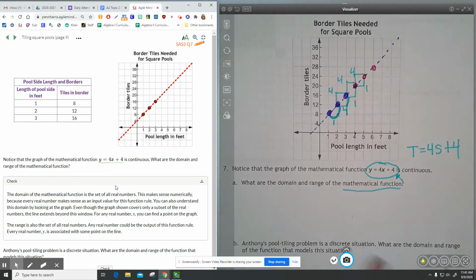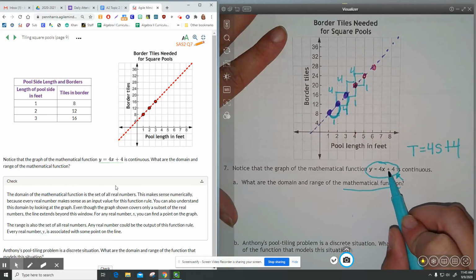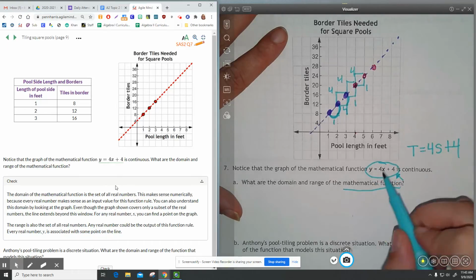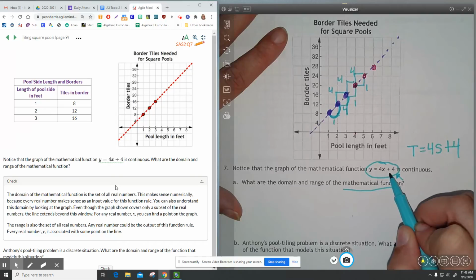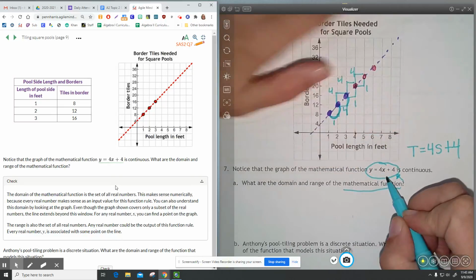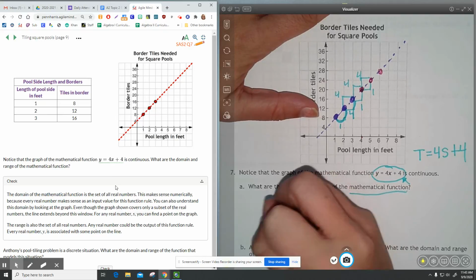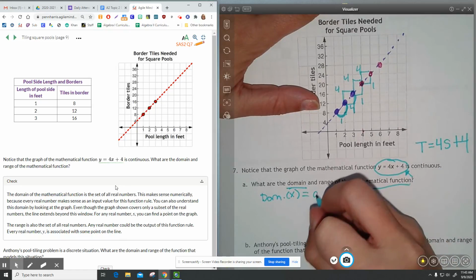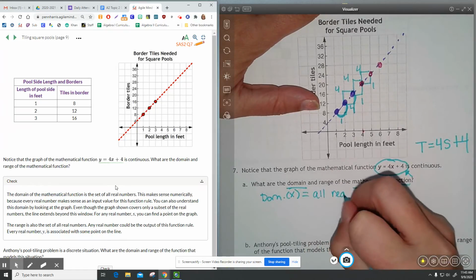So our domain, meaning we can plug in 0, we can plug in 500 for x, we could even plug in negative numbers. Not looking at this problem, just looking at this equation. For x, so for our domain, as a reminder, are our x values, we're going to say all real numbers.